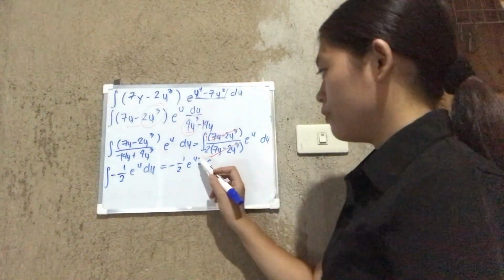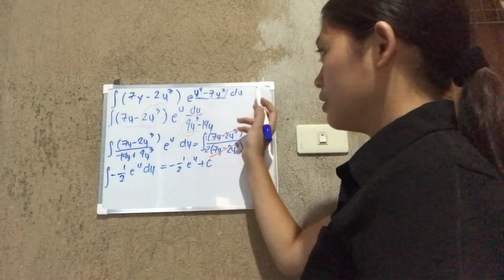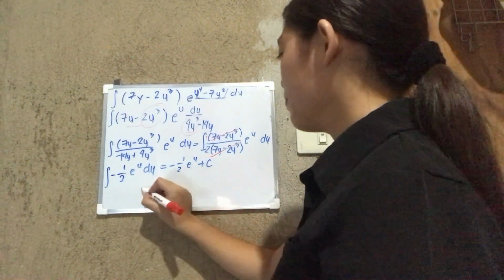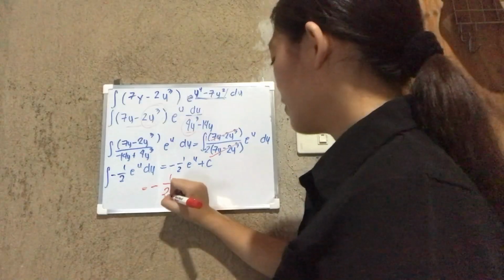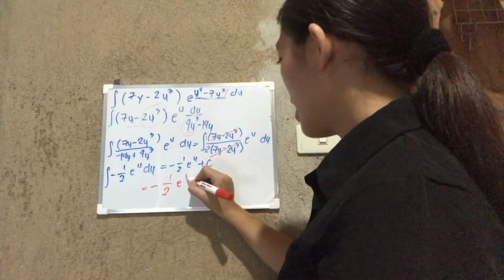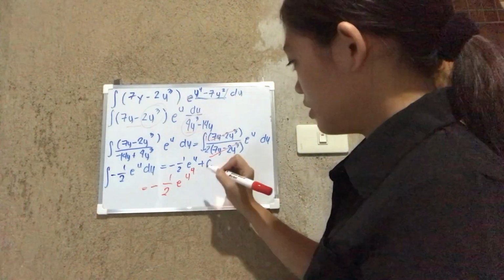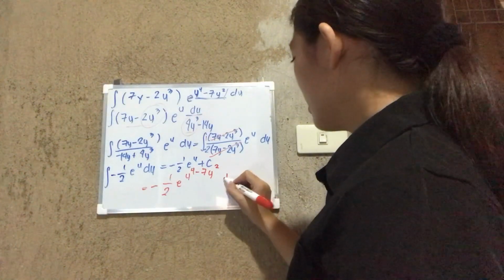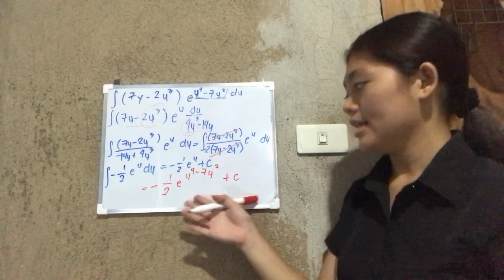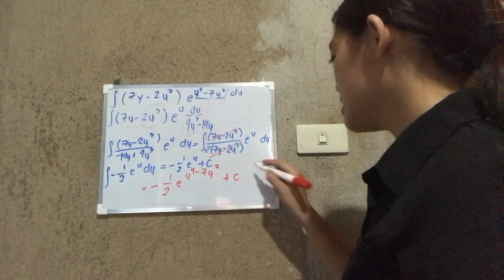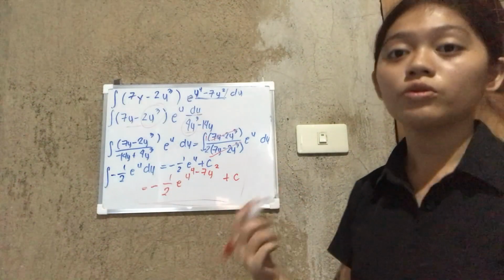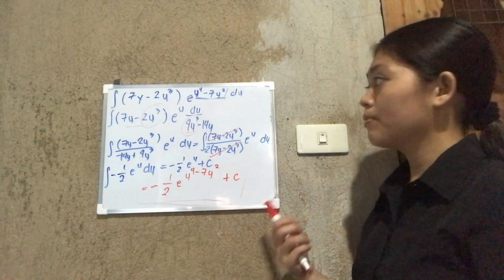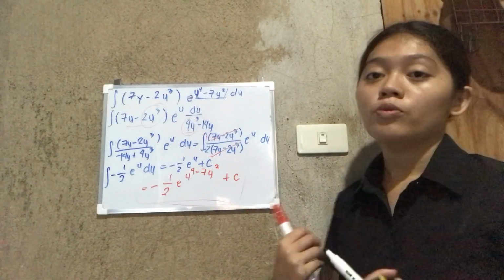And then we are going to change the u with the value of u, which is our inside function. So now it will become negative 1/2 e raised to y raised to 4 minus 7y squared, then plus c. And this is our final answer. This is the integration for the integral of 7y minus 2y cubed times e raised to y raised to 4 minus 7y squared with respect to y.